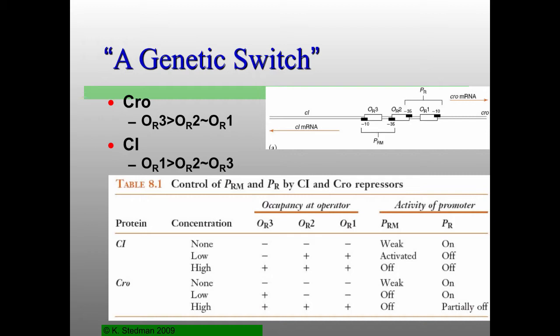Yeah? When they're binding to the repressor maintenance, mm-hmm. For the CRO gene, it doesn't bind cooperatively, correct? But for the CI, it has to bind. Could you go over that? Oh, the idea of cooperative binding. So the idea of cooperative binding is once you have binding of one of those proteins, it will stimulate the binding of more of that particular protein.